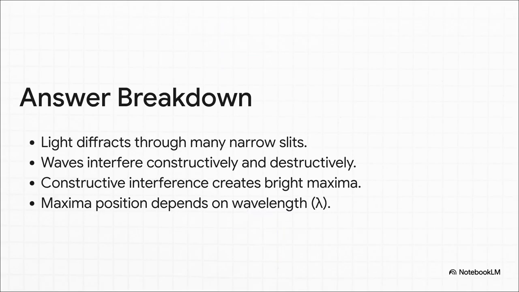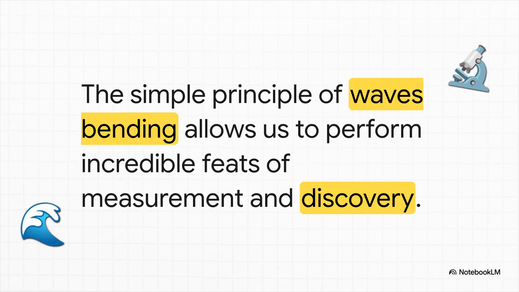And here's the perfect breakdown, a summary of our whole journey. It starts with light diffracting, or spreading out, as it passes through all those thousands of tiny slits. Then, all those new waves interfere with each other. Where they interfere constructively, they build up to create sharp, bright spots. And crucially, the exact location of those spots depends on the light's wavelength, all thanks to our golden rule equation. That's the whole story.